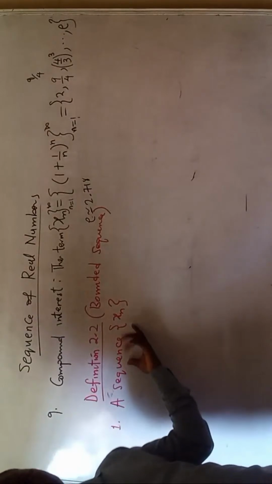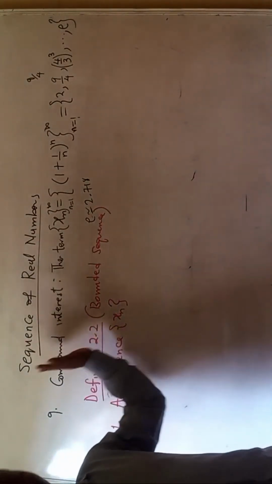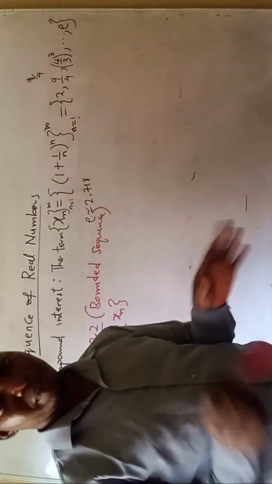So when we say sequence xn, it means we are referring to any sequence from what we have discussed earlier, or from any sequence we have not even talked about here.